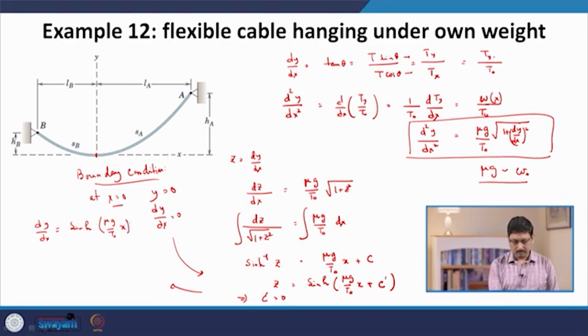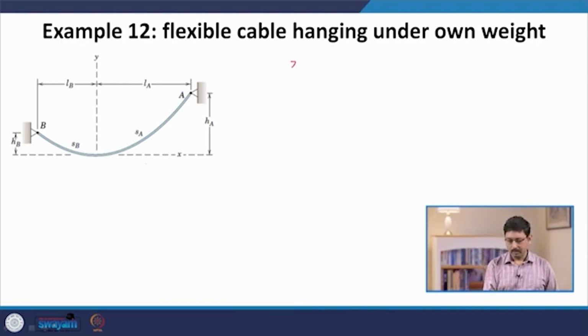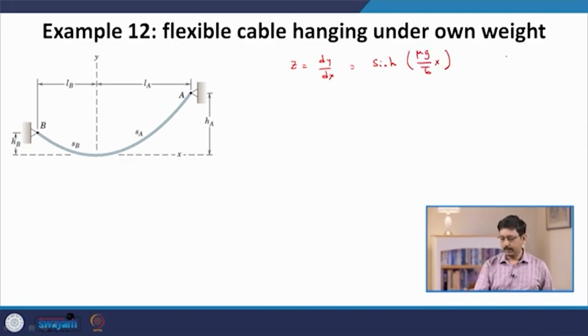So, let us go to the next line. So, z is equal to dy/dx, which is equal to sine hyperbolic (mu g by T naught x). Now, what is a sine hyperbolic curve? This is a quick recall here.